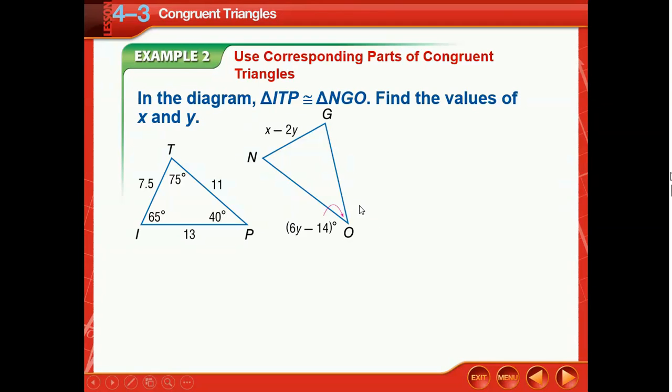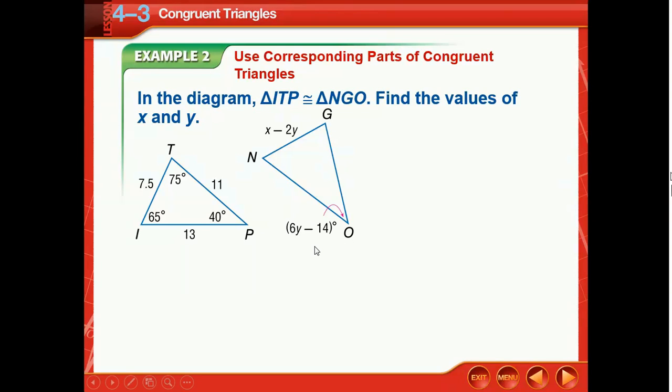But the one that's really going to help us is O. Because what does O match up with? What does O correspond to in triangle NGO? What does it correspond to in triangle ITP? Angle P. So if angle P is 40, this whole thing is 40 right here. Then you can go right over here and figure out what you need in this. So that can help you solve for Y. Feel free to go ahead and pause it right now and do that.